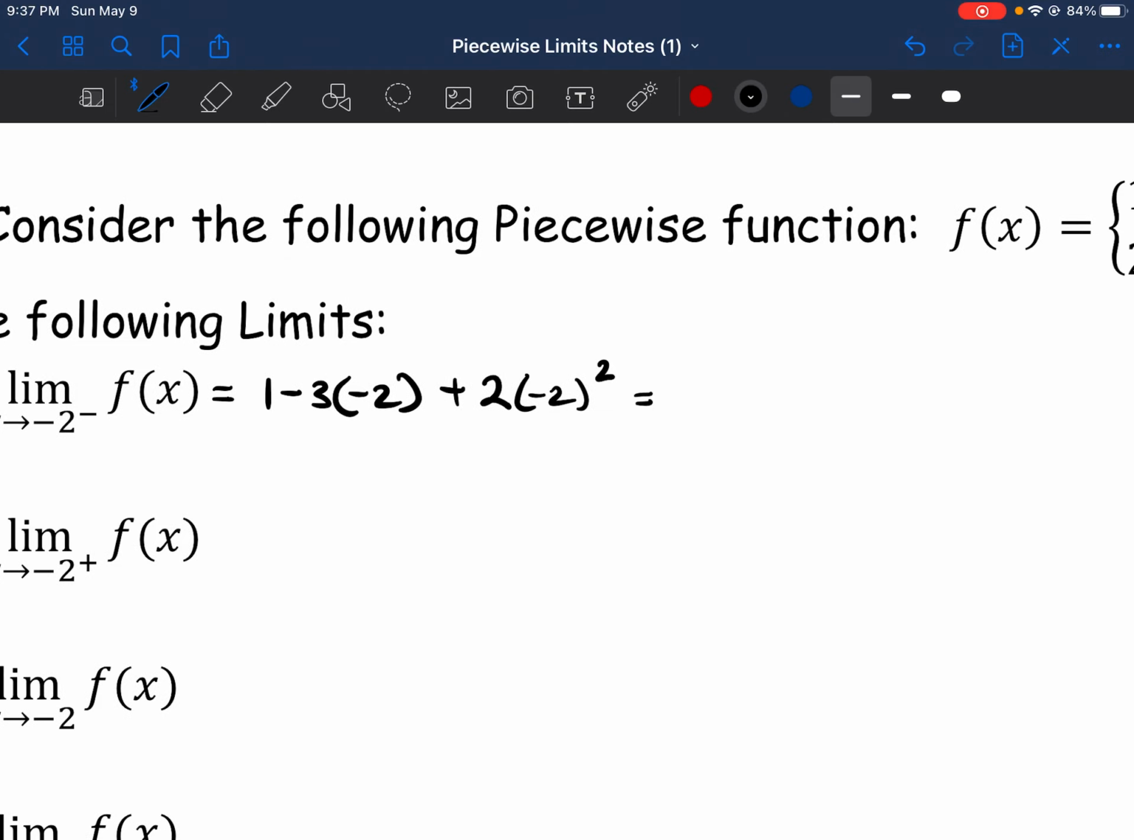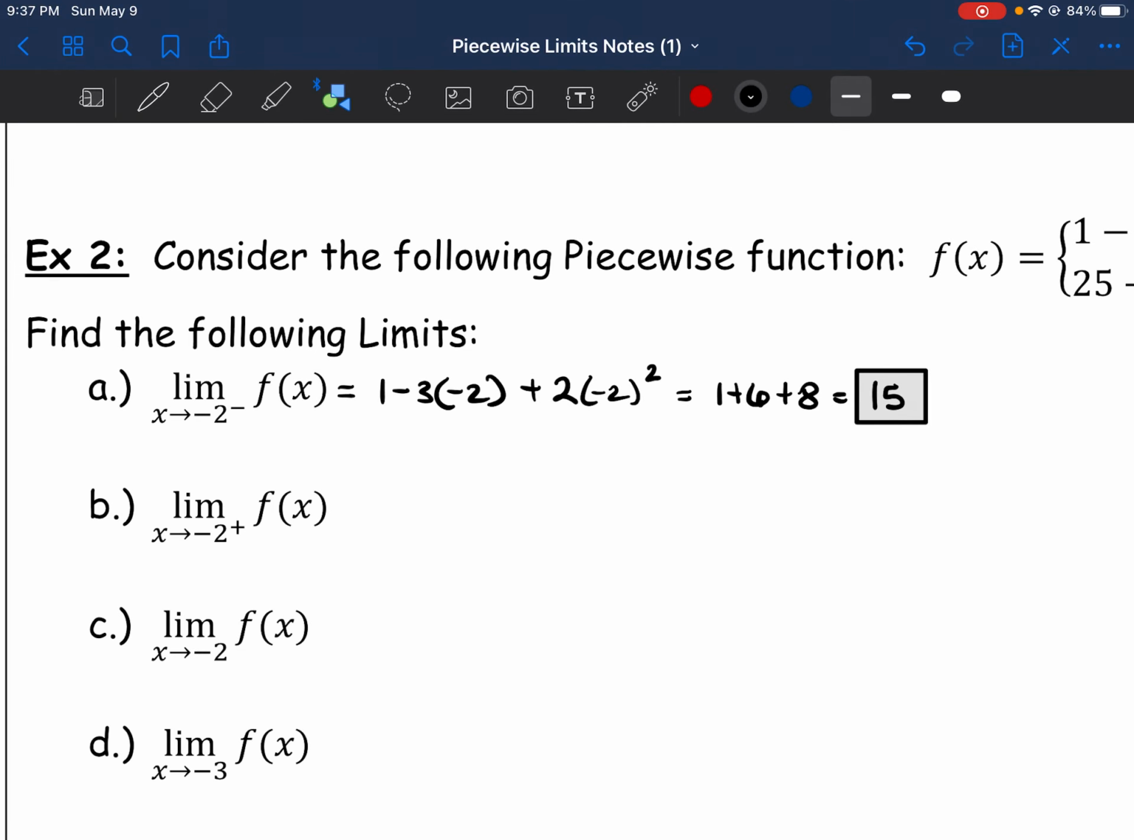And let's simplify that. -3 times -2, that's positive 6. So 1 plus 6. And then here, -2 squared, we do the exponents first. So -2 to the second power, that's -2 times -2, that's 4. And then 4 times 2 is 8. And then 1 plus 6 plus 8 is 15. So we can see that to the left of -2, the limit is 15, as we approach -2 from the left.